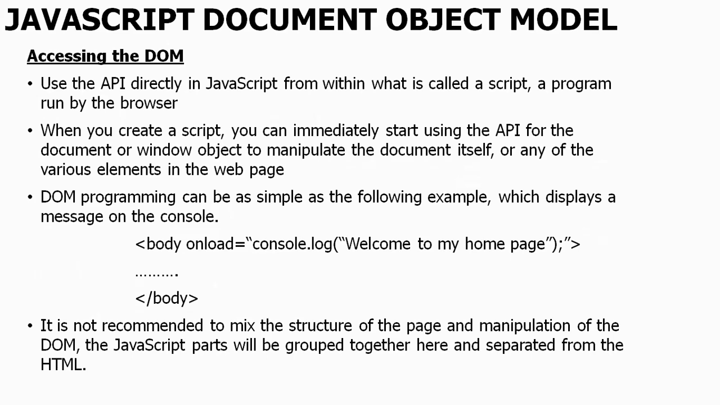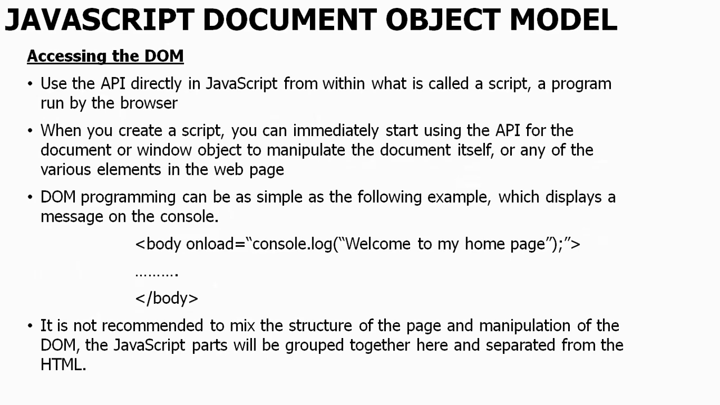Use the API directly in JavaScript from within what's called a script, a program run by a browser. When you create a script, you can immediately start using the API for the document or window object to manipulate the document itself or any of the various elements in the web page.